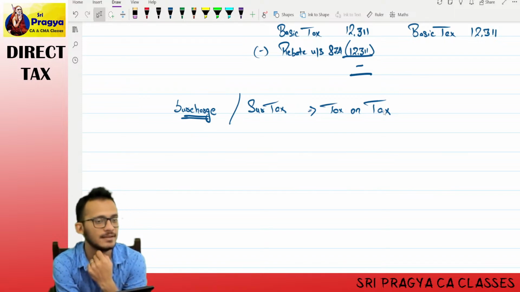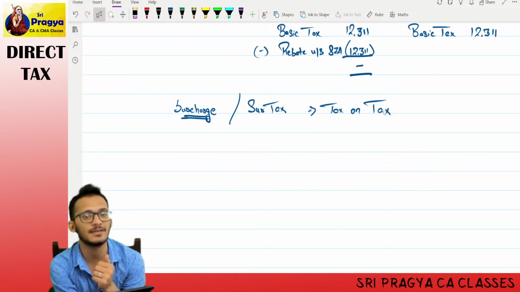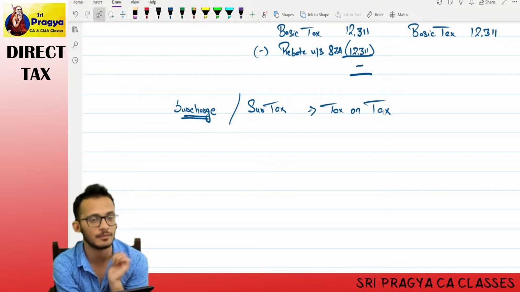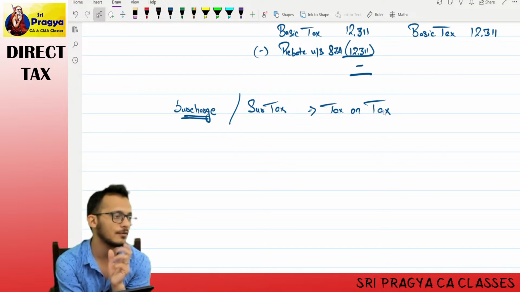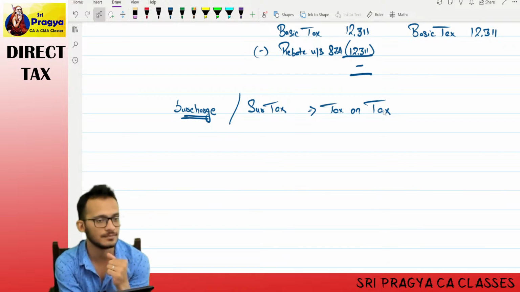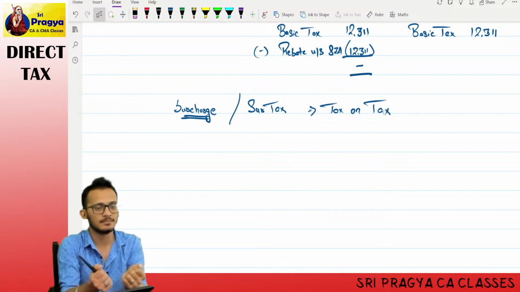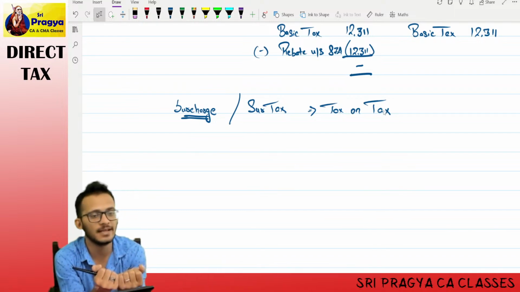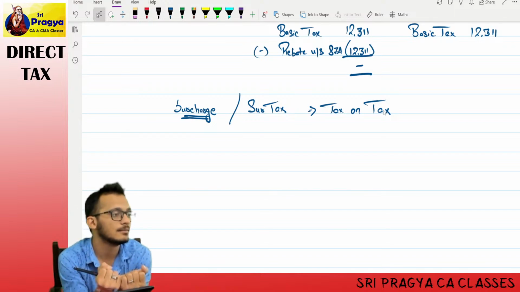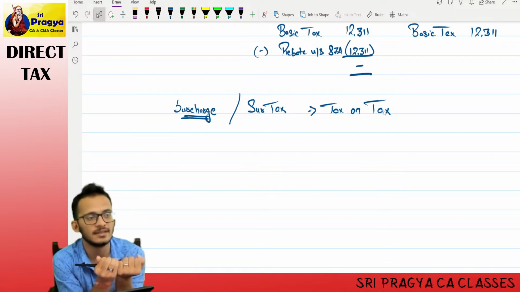So I'm coming and saying, Rahul, if you are found to be a rich person, whatever tax you are paying, something extra I want from you. I will levy tax on tax itself, because your tax itself is like income. Pay me tax on that also, because you are rich. This is now called surcharge.